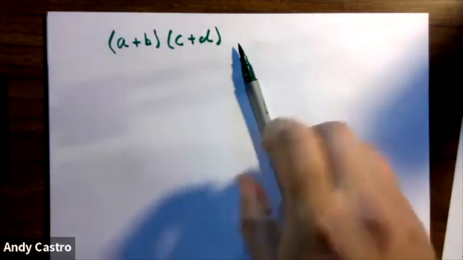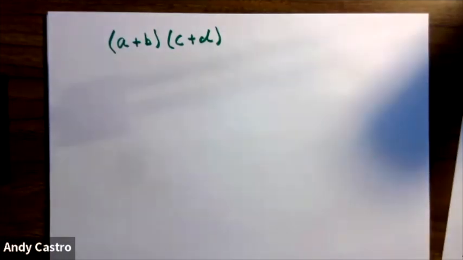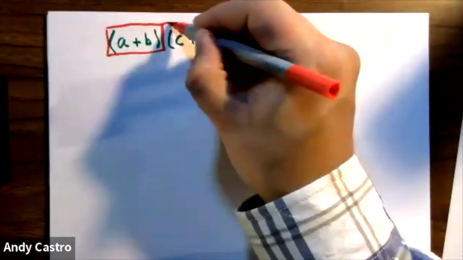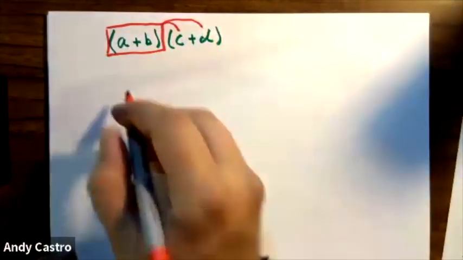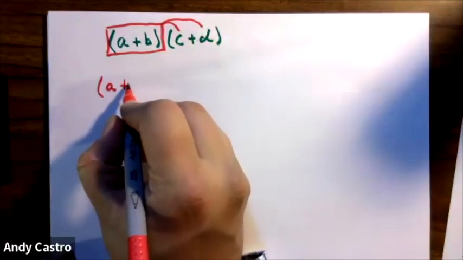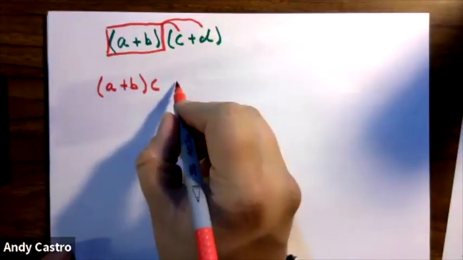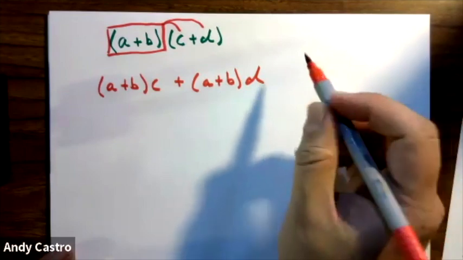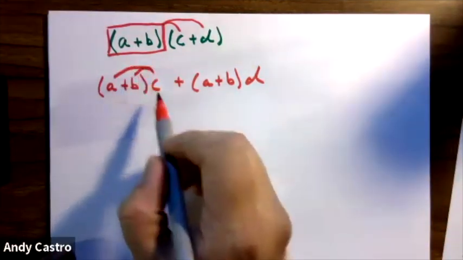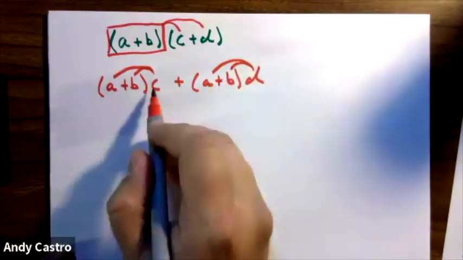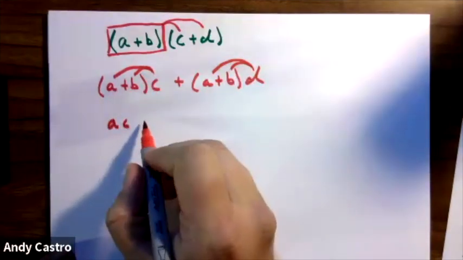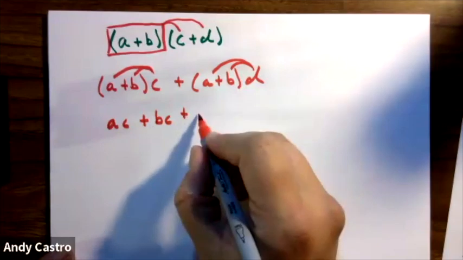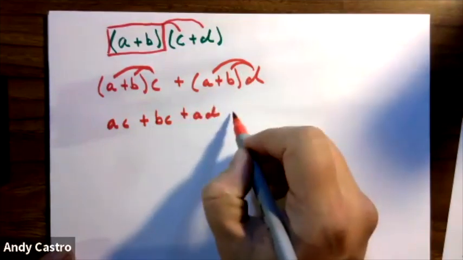All right. So here, if I go ahead and multiply this expression here times c and that expression there times d, I get a plus b times c plus a plus b times d. Then, if I distribute these, just like we had before, we have ac plus bc plus ad plus bd.